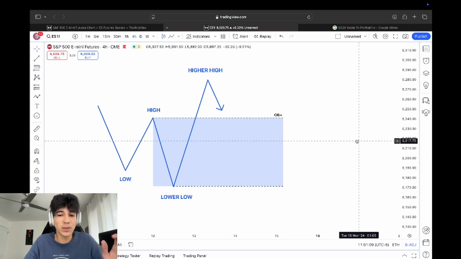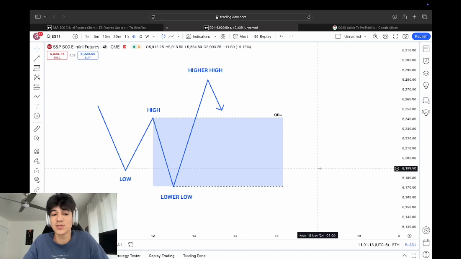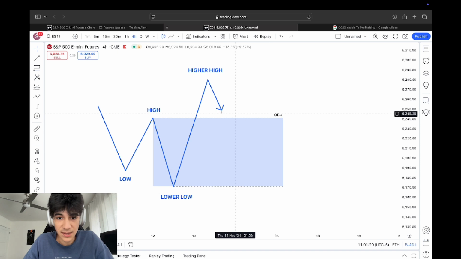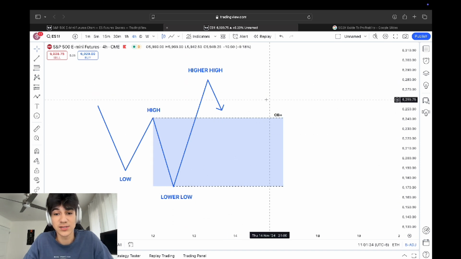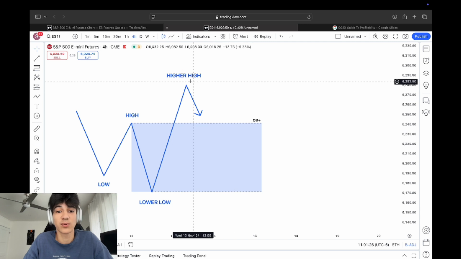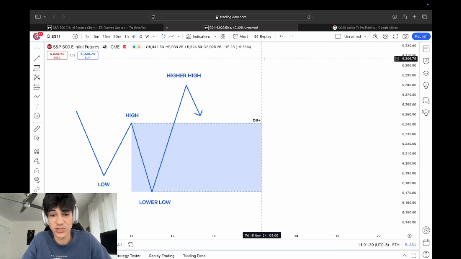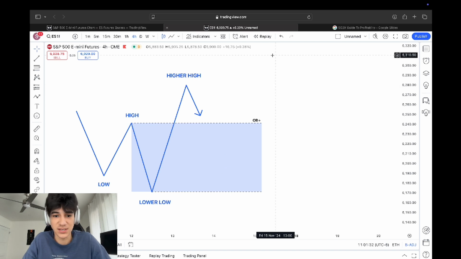And I know people might use order blocks differently than I do, but this is the way I use it, and I find the most amount of success from this, so this is just the way that I'm going to teach it. The order block would be from this high to this low, and if price were to come into here and then reject out, then you can expect price to continue on that.